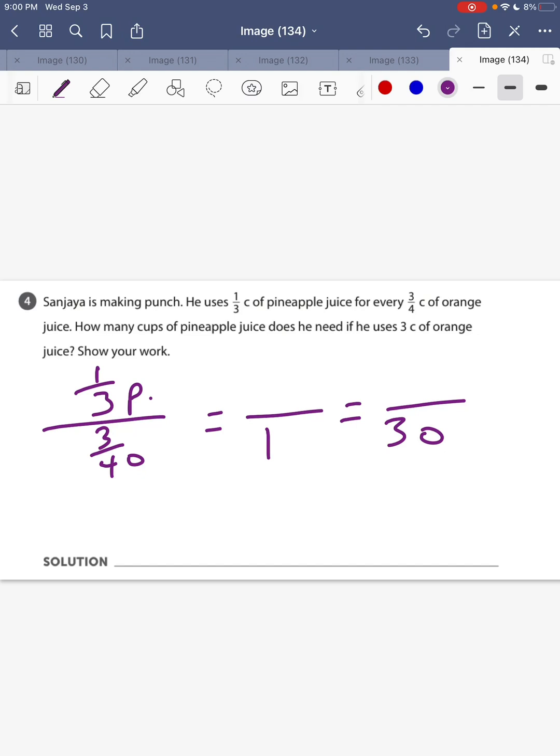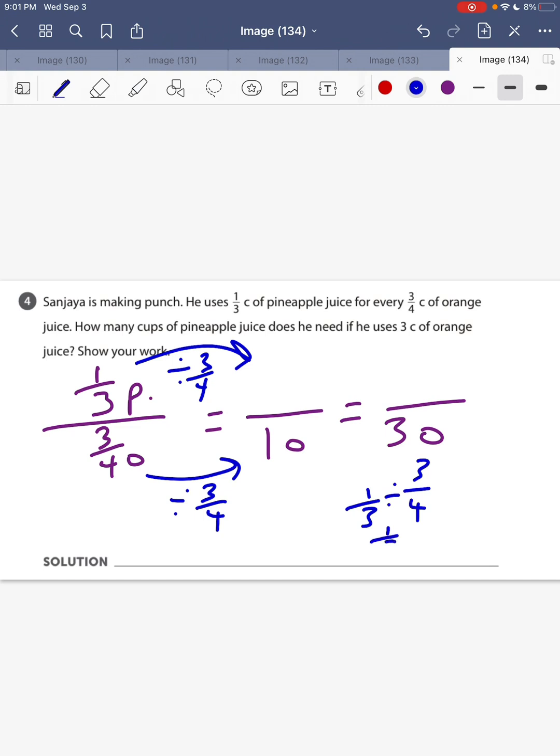So what if we get this to 1 of the orange? How are we getting from 3/4 to 1? Well, we're going to divide by itself. Remember, anything divided by itself is 1. 100 divided by 100 is 1. 10 divided by 10 is 1. 3/4 divided by 3/4 is 1. Then, what you do to the bottom, you will do to the top. So now we're doing 1/3 divided by 3/4. We're going to keep, change, and flip. 1 times 4 is 4. 3 times 3 is 9. So this is 4/9 of the pineapple for 1 orange.